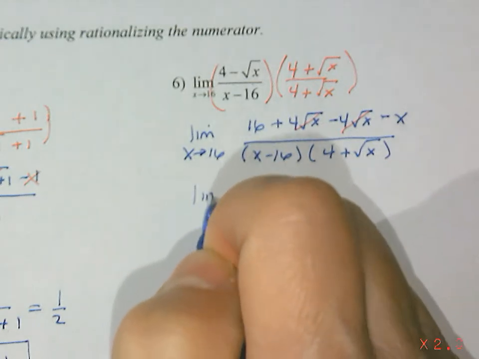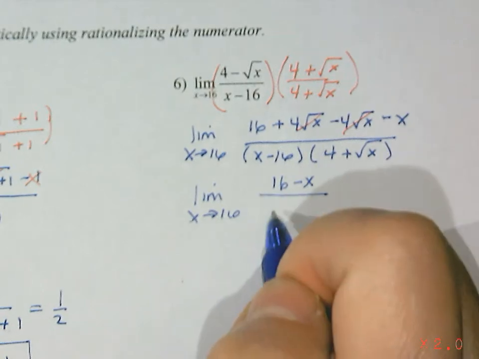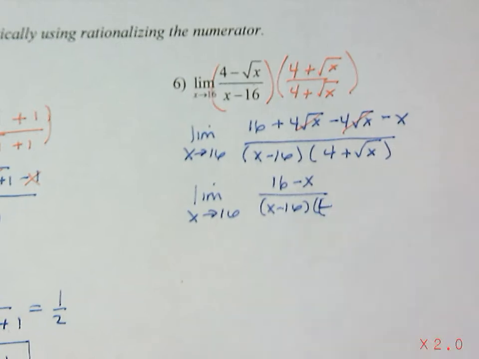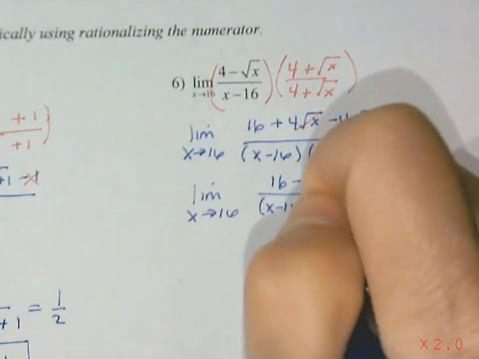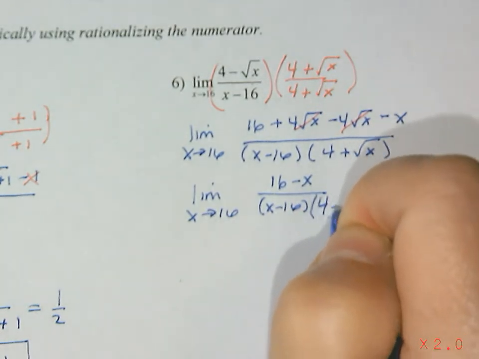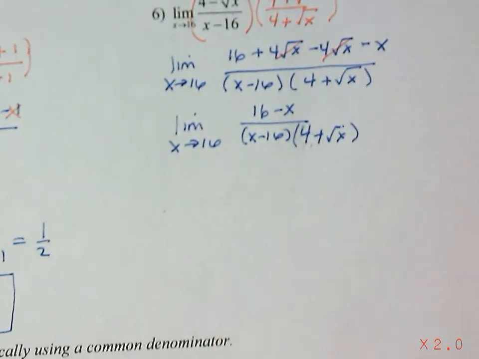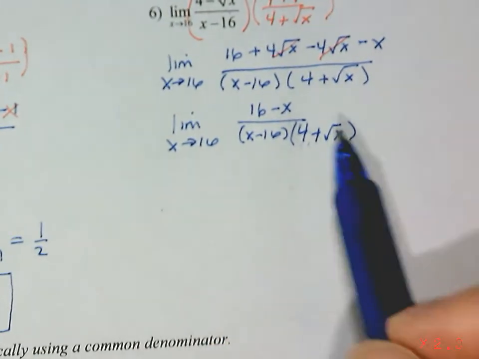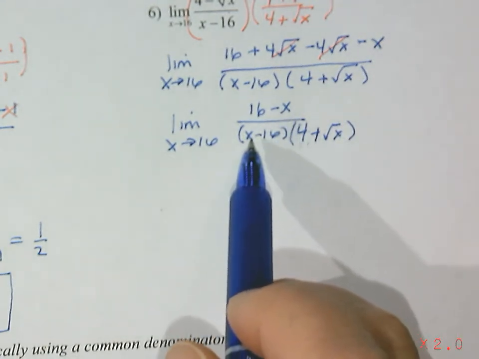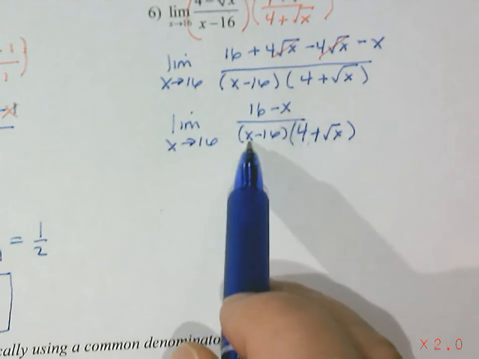So I'd have the limit as x approaches 16 of 16 minus x over x minus 16 times 4 plus the square root of x. Clean that up a little bit better. When I teach Algebra 2, I get the students to do this a lot in factoring. They should be able to recognize 16 minus x and x minus 16 are not the same thing. This 16 is positive, this 16 is negative. This x is negative, this x is positive.